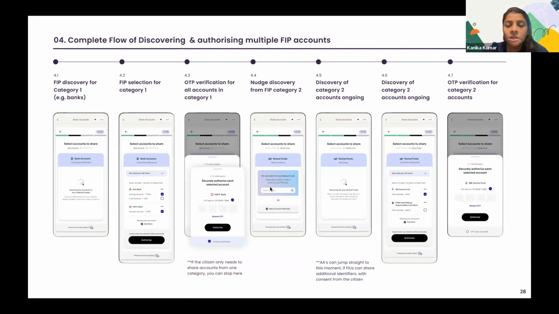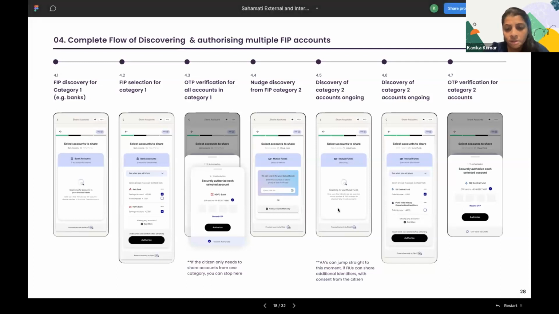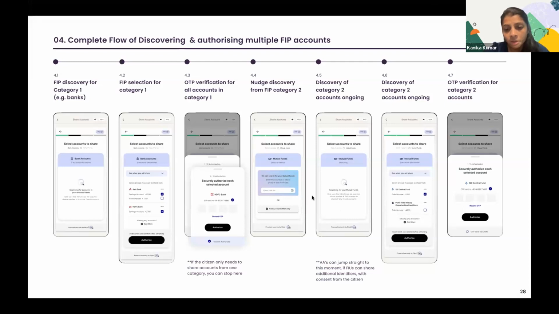In the next category, if there is an additional level of verification or identity information that's required, then introducing that. But if AAs can jump straight to this moment without additional identifiers, then you can jump straight to 4.5, which is where you again introduce them to the category of information you're pulling, and then similarly what information from within those accounts, and then the authorization moment.